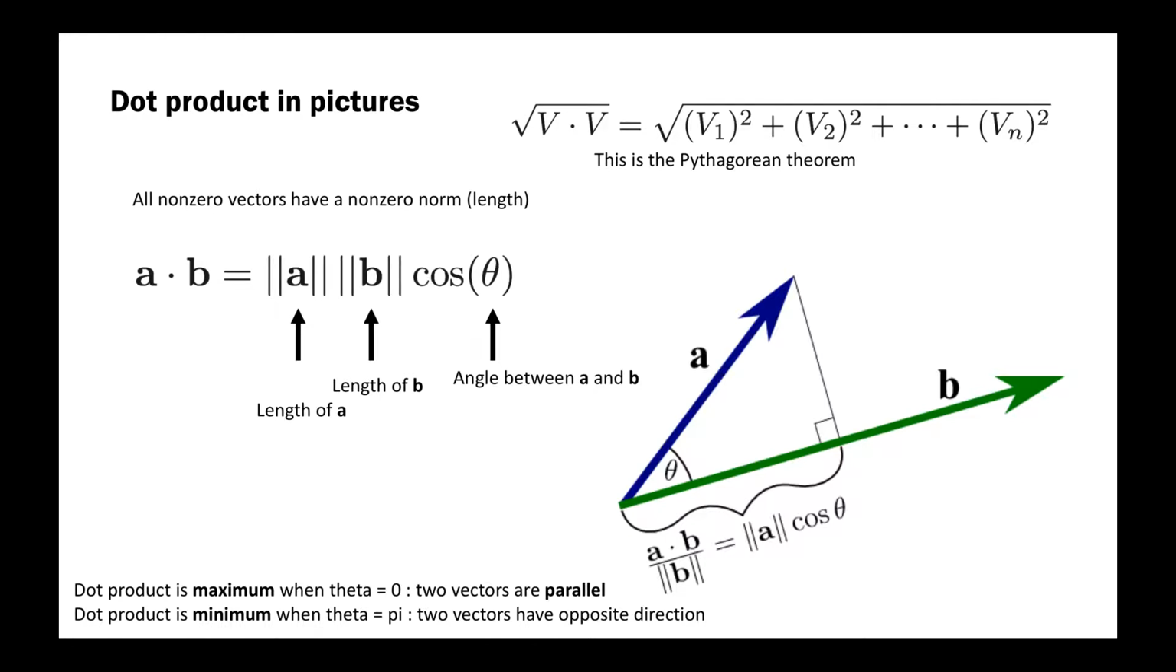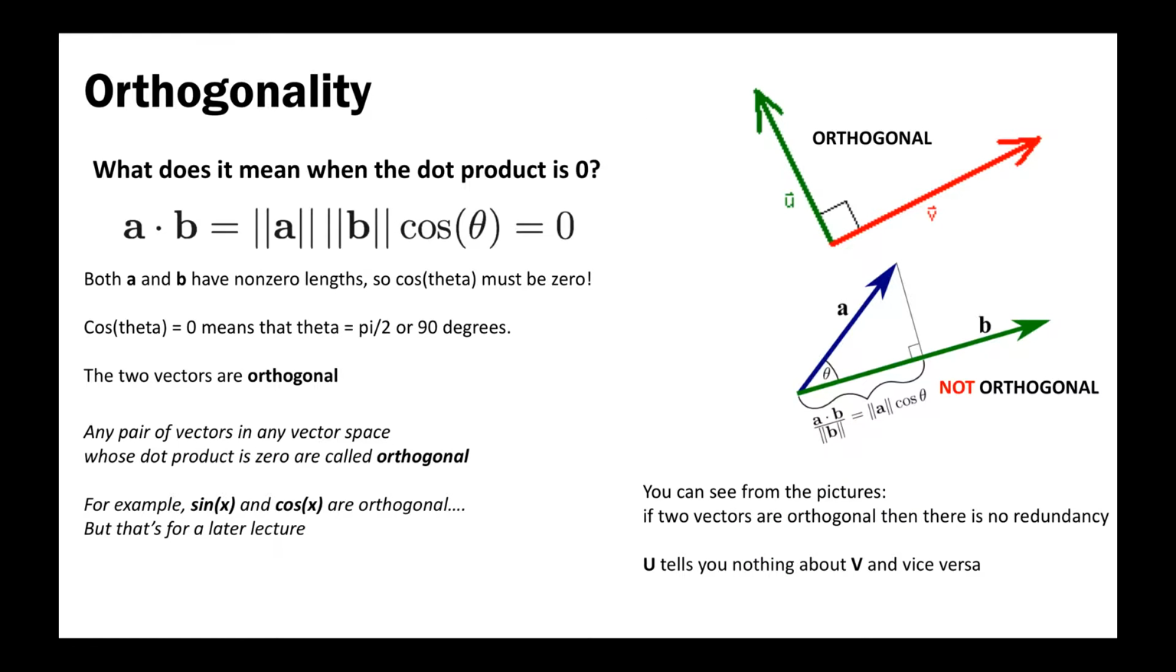A third case is so special that it warrants its own slide, and it's important to remember this. So when the dot product is 0, we say that two vectors are orthogonal. And orthogonality is a very, very important concept from linear algebra. What does this mean? Well, when the dot product is 0, remember that the length of A has to be non-zero, the length of B has to be non-zero, and so that means that the cosine of theta has to be 0. Cosine of theta is 0 when theta is pi over 2, or 90 degrees. So the dot product of two vectors is 0 precisely when the vectors are separated by 90 degrees. They're at right angles to each other.